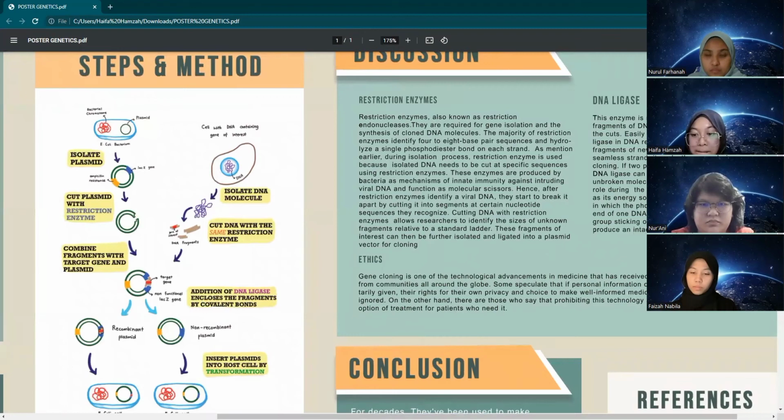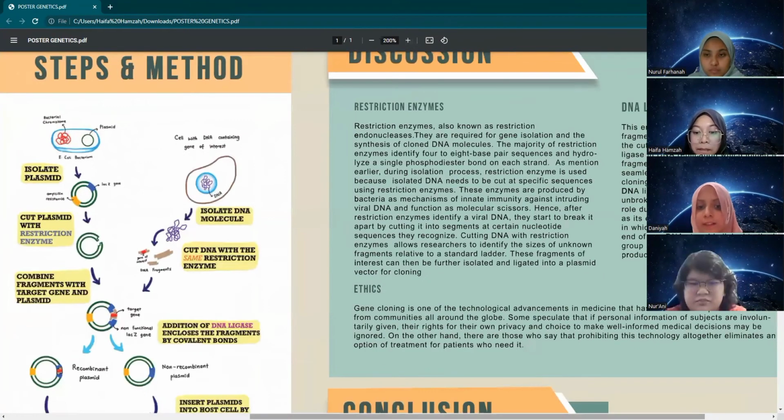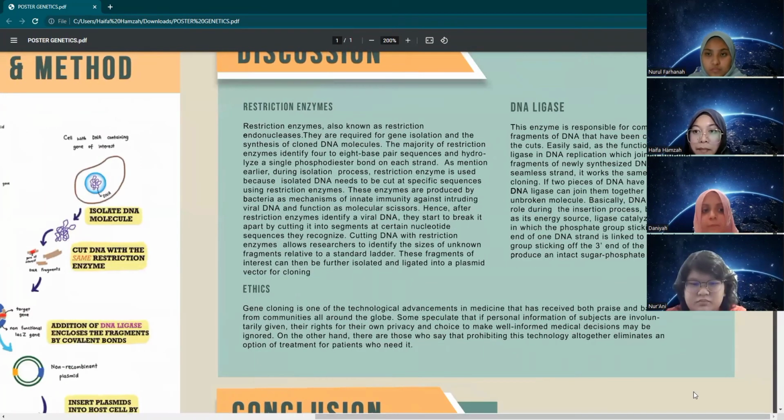Okay, hello everyone, my name is Dania, and now I'm going to be discussing the various types of vectors that are present in gene cloning. So, first off, we have plasmid vectors.